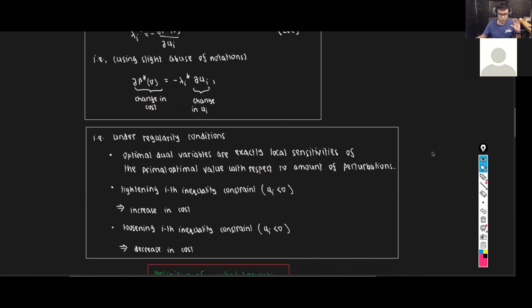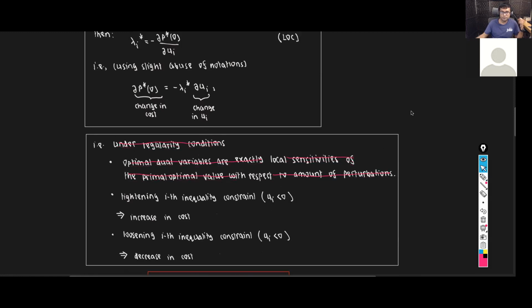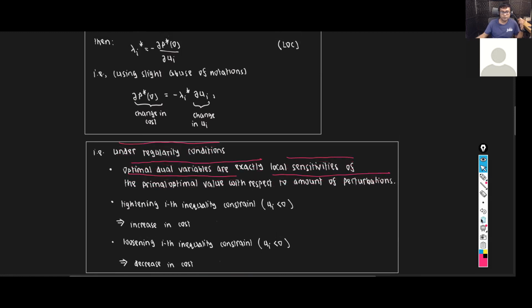Okay, so let's try to look at the interpretation. Under regularity conditions. Why am I saying regularity conditions? Because we are assuming differentiability around zero, strong duality holds and all this. So that's why I'm calling it under regularity conditions. Optimal dual variables are exactly the local sensitivities of the primal optimal value with respect to the amount of perturbation. So this is linguistically how we would express the formula that we saw.